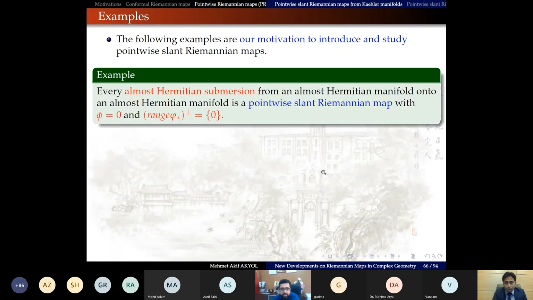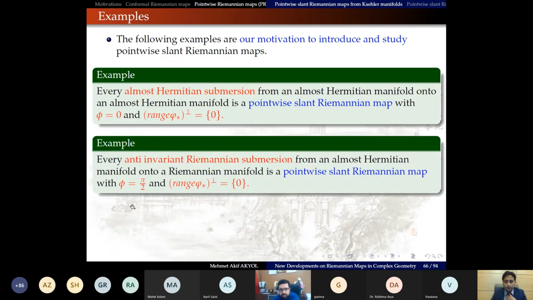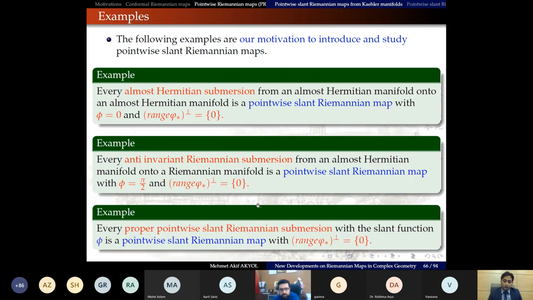We have many examples for this new Riemannian map too. If the function equals zero and the perp of the range of the map equals zero, we have an almost Hermitian submersion. If the angle is equal to pi over two and the perp of the range of the map equals zero, we have an anti-invariant Riemannian submersion.